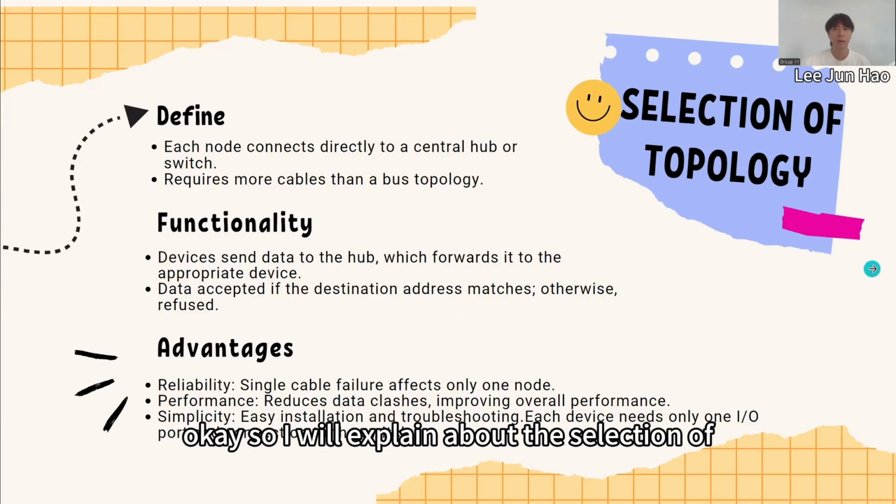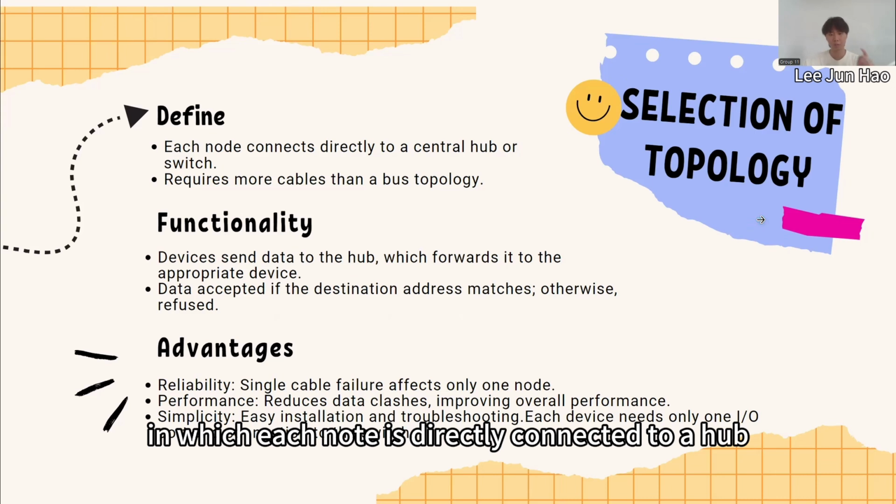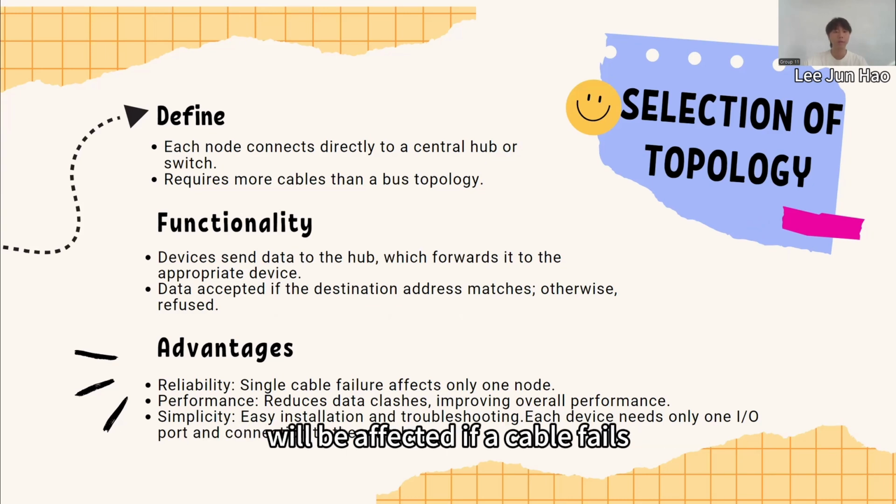Okay, so I will explain the selection of our topology. For a local area network, we choose to use a star topology, in which each node is directly connected to a hub or a switch, like a central connecting point. A star topology requires more cables than a bus, but it has the advantage that just one node will be affected if a cable fails.